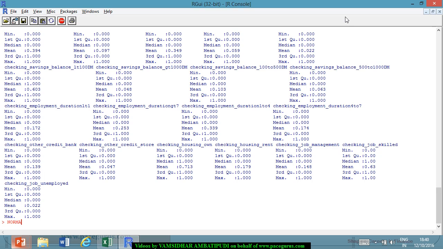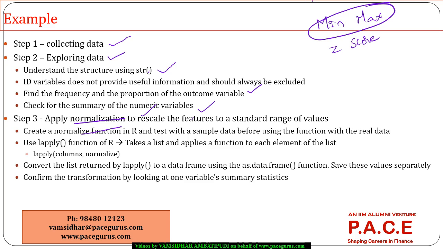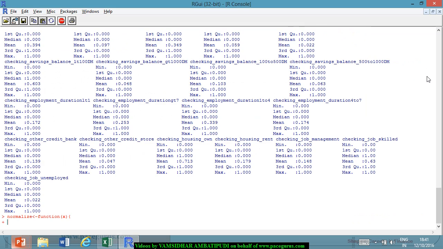So let me call a new function called normalize. That's the new function I will call. So I'll create a new function of x. Right, I'm creating a new function of x. Now I know the way to compute the min-max normalization. We have already discussed the formula for it. X minus minimum of x divided by the maximum of x minus the minimum of x. That is what we are calling as the normalize.